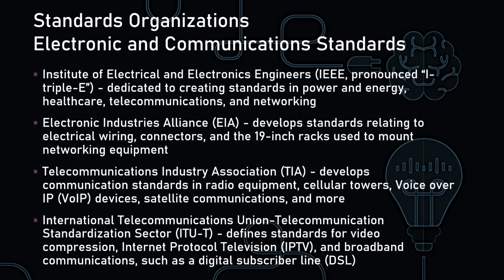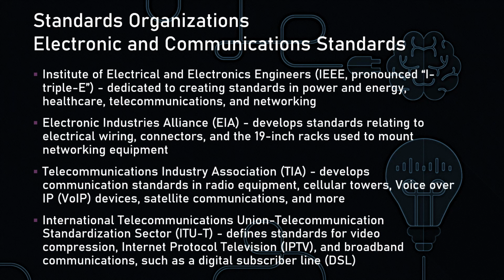The Electronic Industries Alliance, EIA, deals with standards relating to electrical wiring, connectors, as well as the 19-inch racks used to mount networking equipment. If you take a look at the 19-inch wide racks, just a little bit more than 1.5 feet, those are developed in concert with the EIA, so that internationally you can buy a rack-mounted object and it should bolt in without any major problems. TIA develops communication standards and radio equipment, cellular towers, voice over IP, satellite communications, and more. TIA and EIA actually work together in order to standardize the RJ45 standard for Ethernet, for the 568A and B wiring standards.